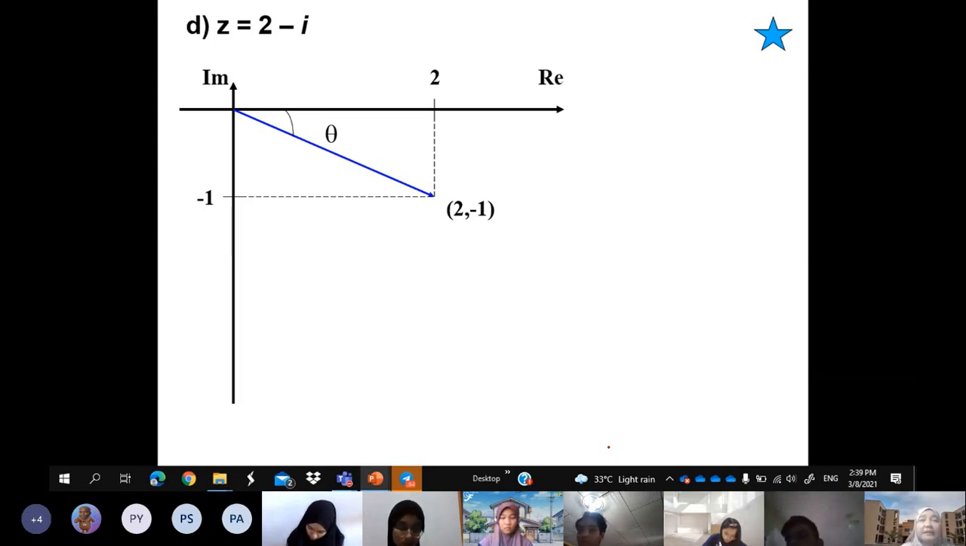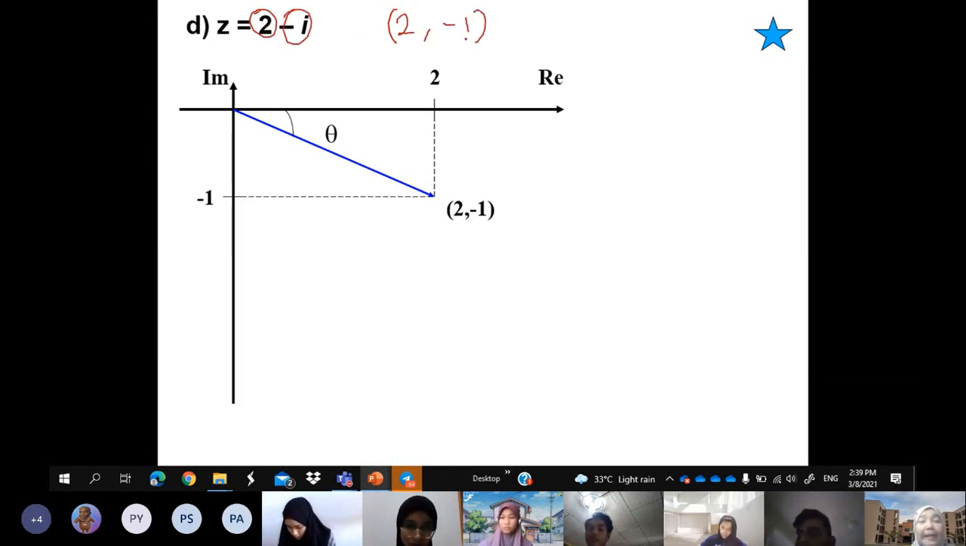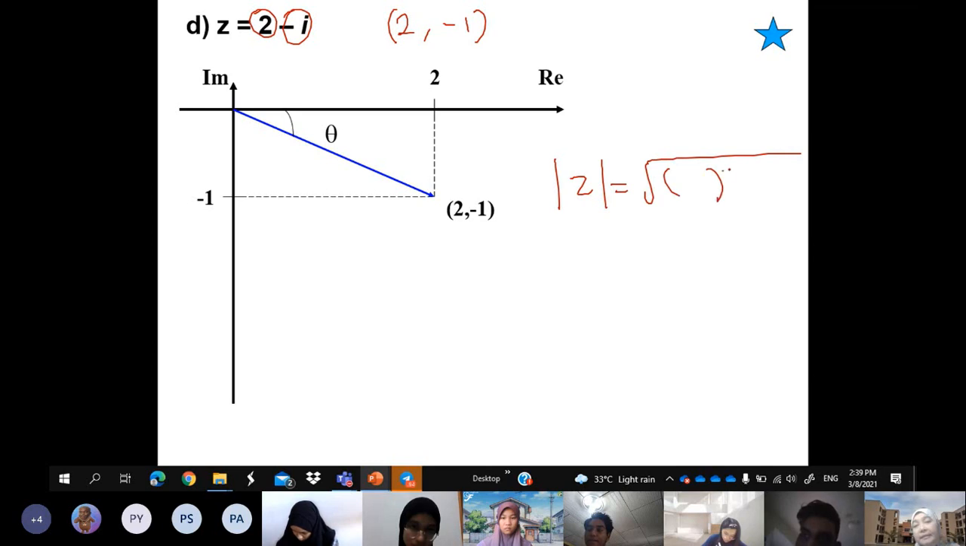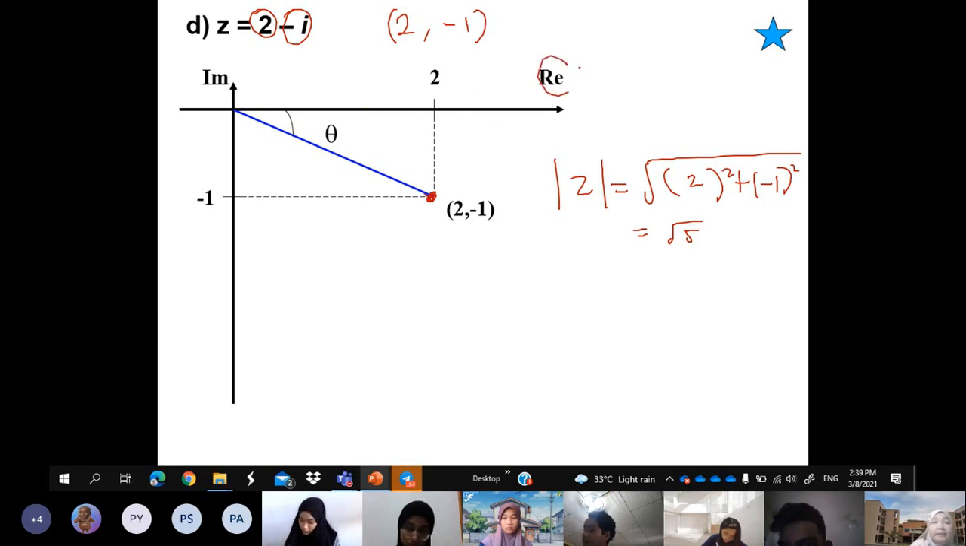Given 2 minus i, the first coordinate is x, y: 2, negative 1. Then the modulus: 4 plus 1 is 5, so the square root of 5 is the modulus. Let's say this is the Argand diagram with the point 2, negative 1. Real is the x-axis, imaginary is the y-axis, and the origin. Theta goes from the positive x-axis to the line. It is below the x-axis, so the answer should be negative for theta.